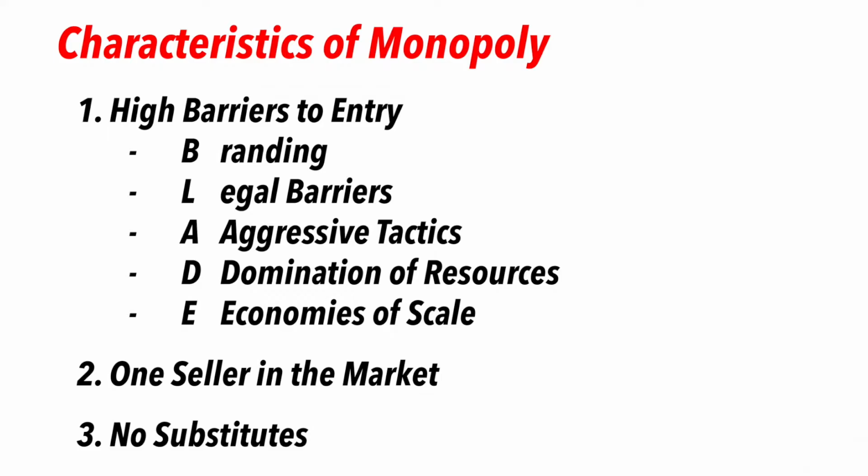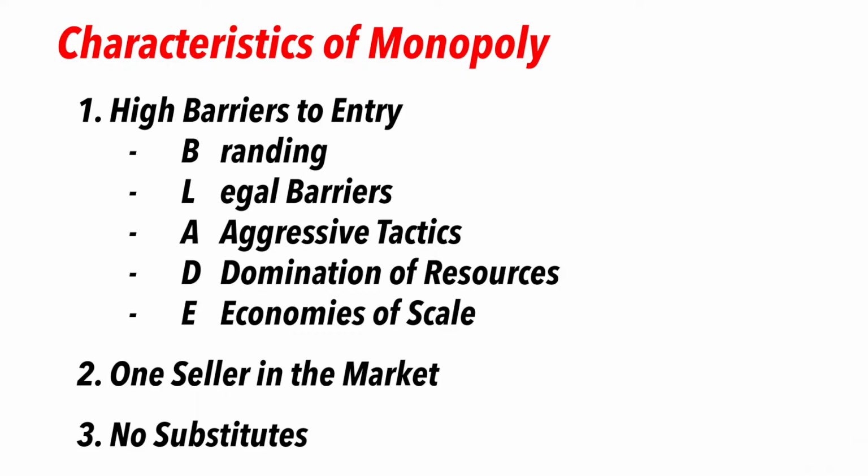And then we have L for legal barriers, which includes patents and licenses. These are granted by the government. Although these barriers may not lead to monopoly, it restricts competition and thus it contributes to monopoly power.